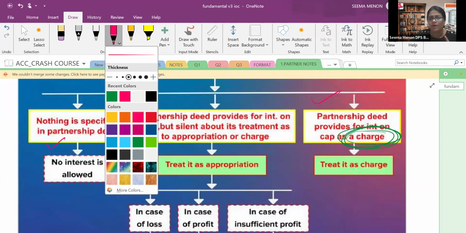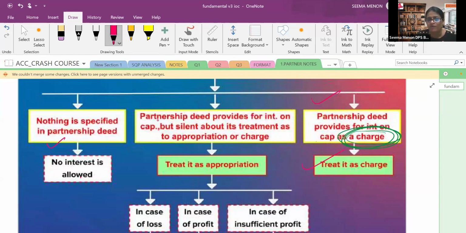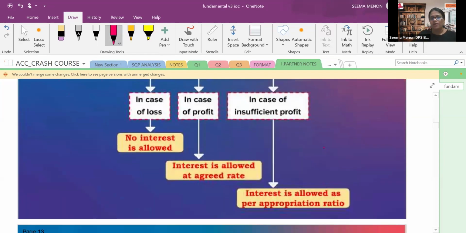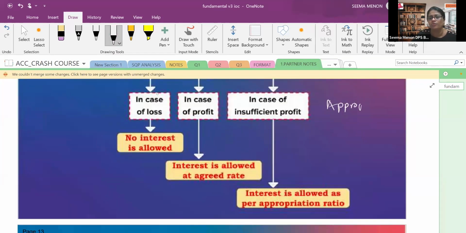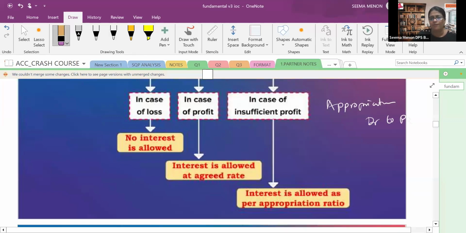I hope you are able to understand whatever we discuss. Then you will treat it as a charge. Treat it as a charge means before finding the net profit, you have to calculate interest on capital. Coming back to these notes again, whenever there is an appropriation, the interest on capital will be debited to the P&L appropriation account. It will be debited to the P&L appropriation account.